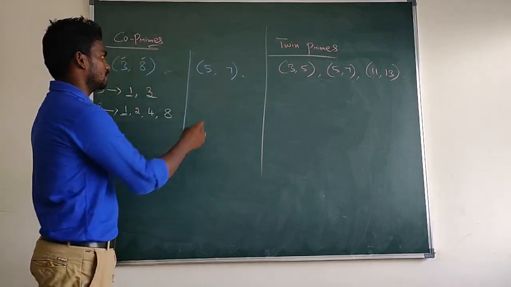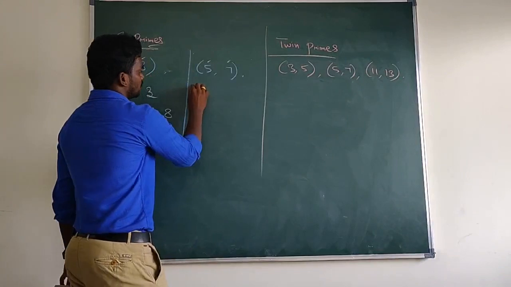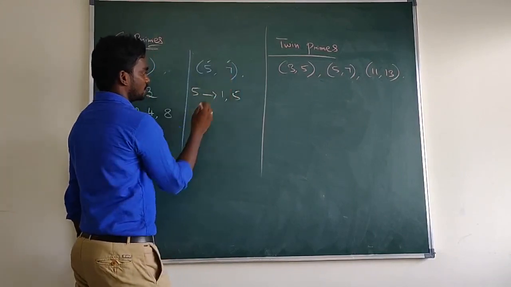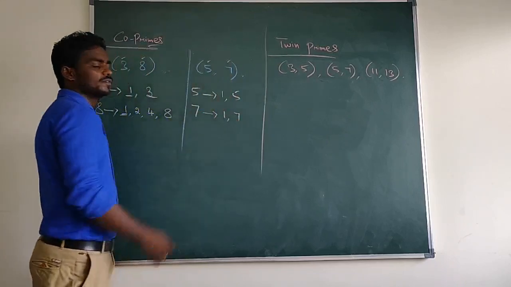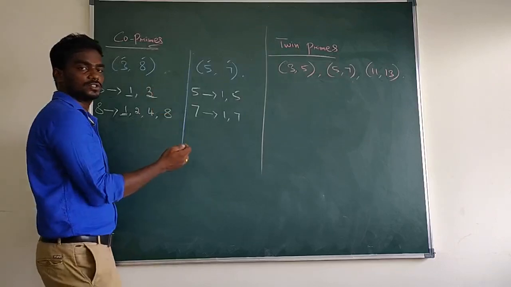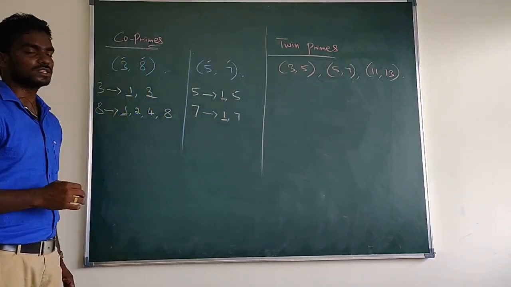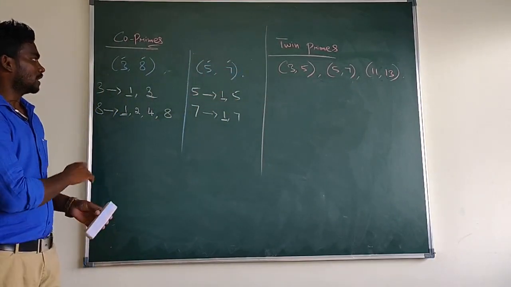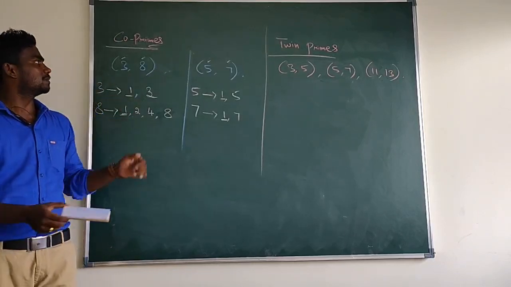So what about 5 and 7? Here 5 is a prime number, 7 is also a prime number. What are the factors of 5? The factors of 5 are 1 and 5. What are the factors of 7? The factors of 7 are 1 and 7. What is the common factor for these two? The common factor for these two is 1. So the numbers 5 and 7 are co-prime numbers. A pair of numbers that have only 1 as a common factor is called co-prime numbers.